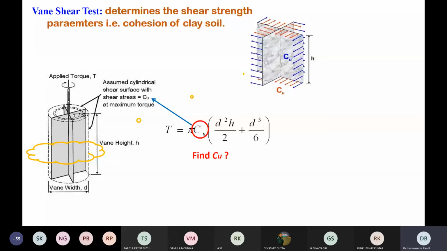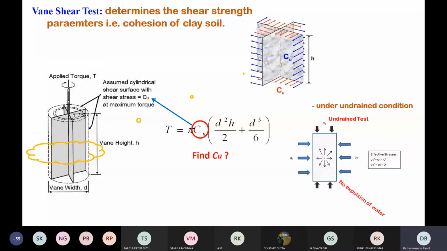So I explained clearly when I explained about the UU, what is the difference between a drained and undrained condition. Undrained condition means we will not allow the water to get out from the soil sample. So it is strictly confined. That is called an undrained condition.